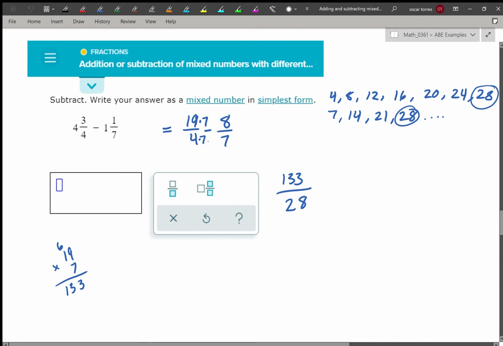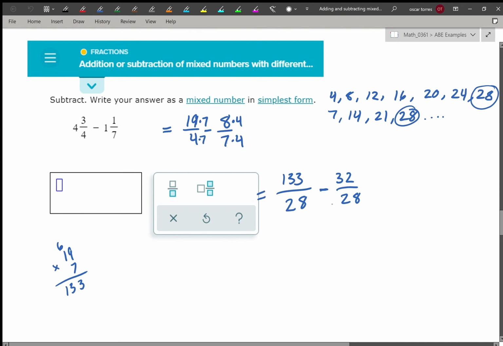Now we do the same thing with the second fraction. We need to turn that 7 into a 28. So what do we multiply 7 by? Well, we multiply by 4. And what I do to the bottom, I do to the top. This leaves me with the fraction of 8 times 4, which is 32, over 7 times 4, which is 28. And for this problem, we're subtracting the fraction, so we put a subtraction sign down.